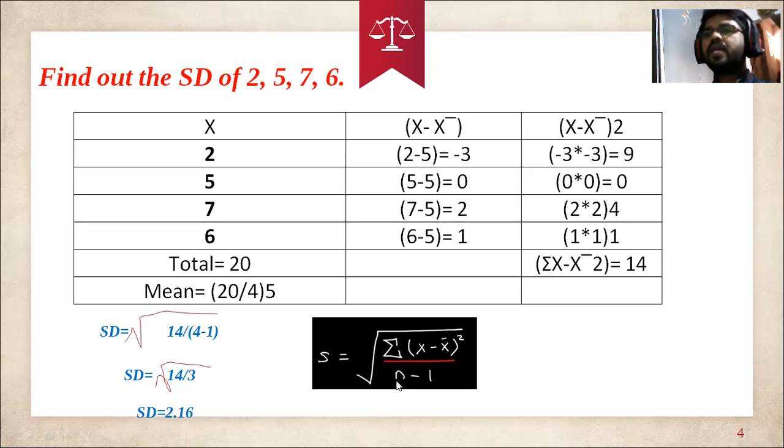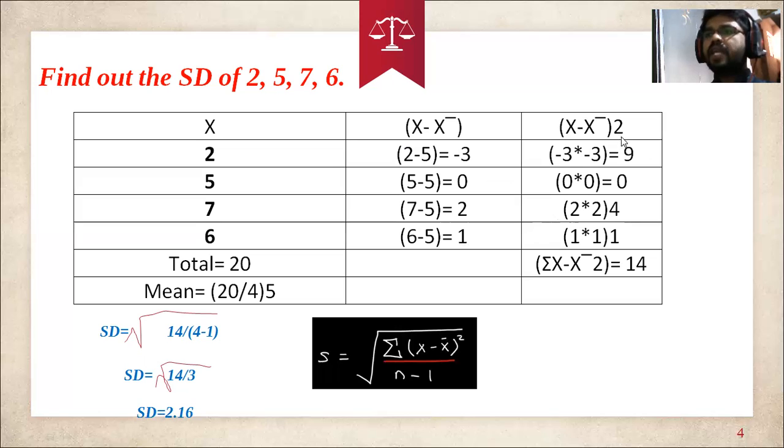Then after calculating x minus x bar, what do you have to do? You need to square it. Square the deviation. We got the deviation, x minus x bar, that is called deviation. The next step is to square the deviation, nothing but (x minus x bar) whole square. So minus 3 into minus 3 is 9. Then 0 into 0 is 0. 2 into 2 is 4. 1 into 1 is 1.